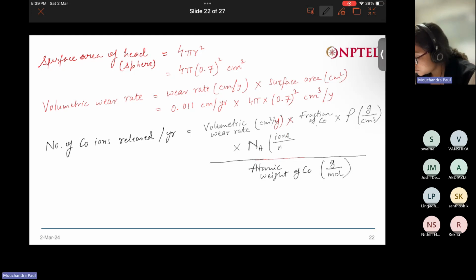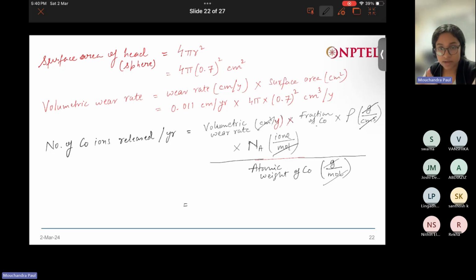Ions per mole. Now see, if we compare the units, this mole gets cancelled, gram gets cancelled, centimeter cube is fine. The final, so we want to find the number of ions released per year. We didn't fit in the values just yet. We are just trying to see whether the equation that we have constructed is going to give us the correct value or not.